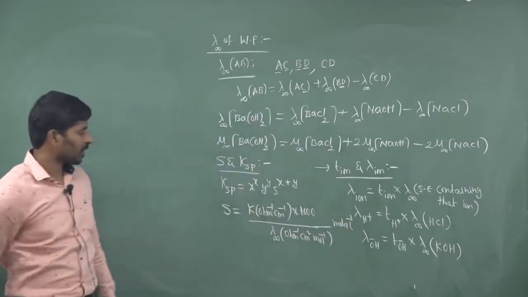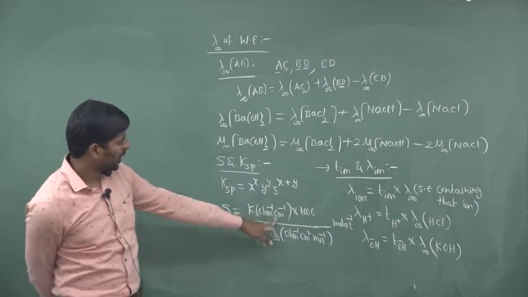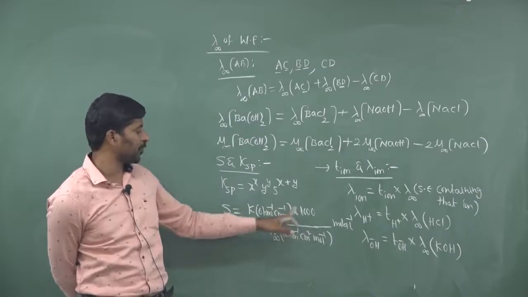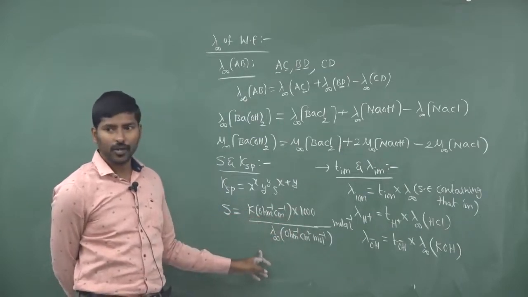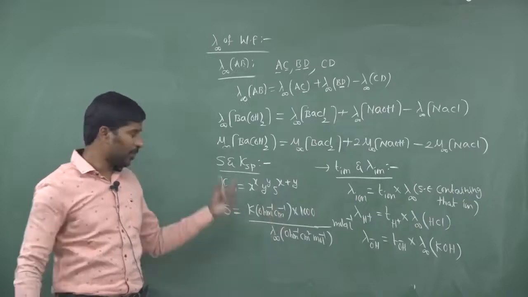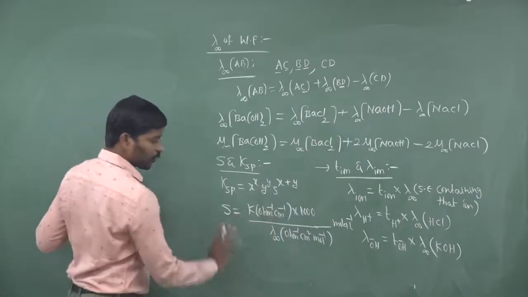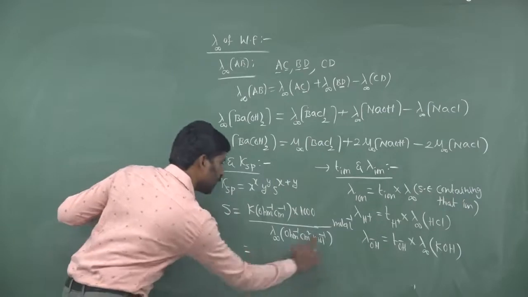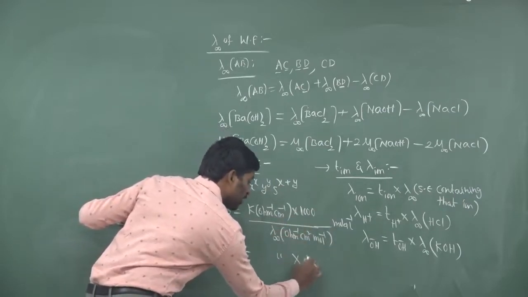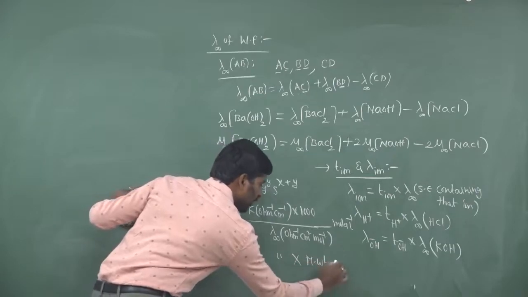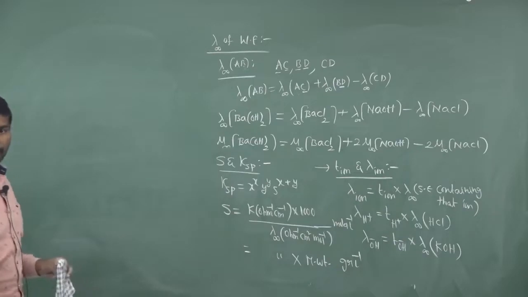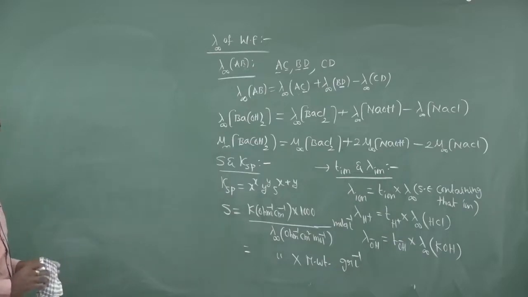If you take ohm inverse centimeter inverse, 1000 we will get in the numerator, and if you take in meter inverse, we will get 1000 in the denominator. If you take in decimeter inverse, we cannot get 1000, same only. Like that we will get 3 equations. And another one is, if you give solubility in grams per liter, what we have to do? We have to multiply with molecular weight. Then we get in grams per liter.